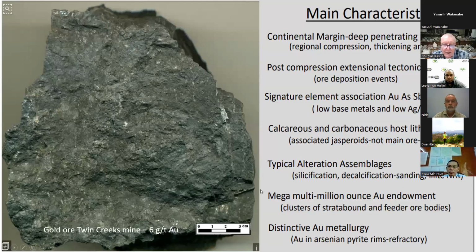I mentioned earlier that most of the Southeast Asian sediment-hosted gold deposits are probably less than 3 million ounces. Occasionally there's one or two that might be 5, but there's yet to be a mid-tier or tier 1 deposit found in the Southeast Asian region. The photo on the left is a typical gold ore from Twin Creeks. This could be from Sapon, could be from Messel, so the rocks can actually look very similar.